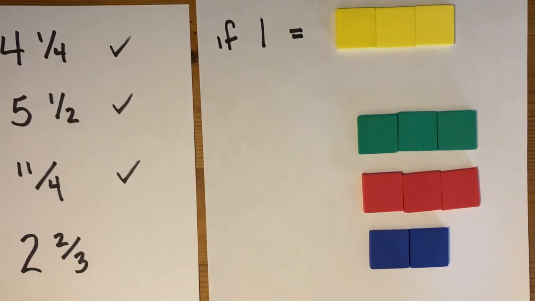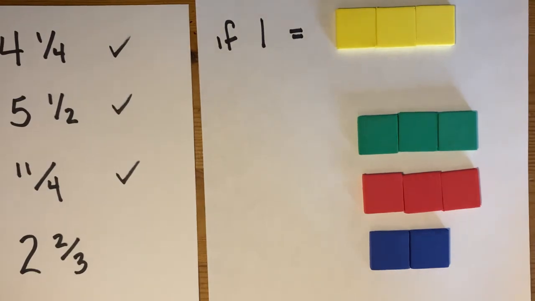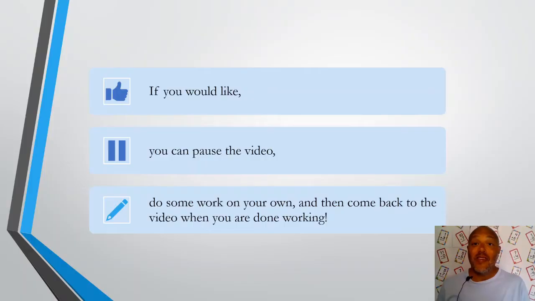Did you do something similar or did you do something different? Now it's your turn to build a shape. I am not going to tell you how many tiles are going to be in your 1. You're going to get to decide that. But you're going to have 1 minute. I want you to take 1 minute and build as big a shape as you can with tiles. But the only thing is, less than half of it has to be red. Less than half of your shape has to be red. 1 minute to build a shape. Go. If you'd like, you can pause the video, do some work on your own, and then come back to the video when you are done working.